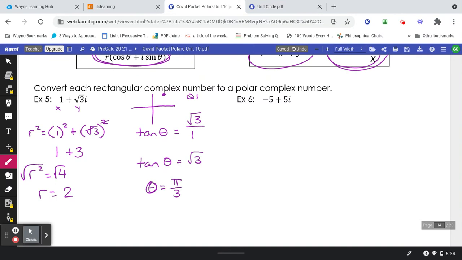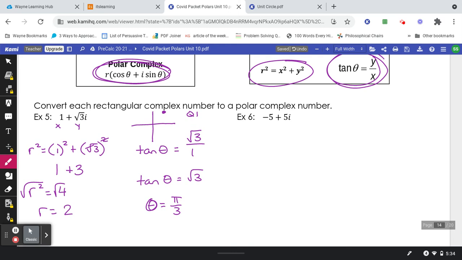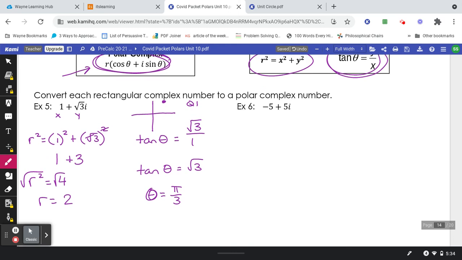Now that we found r and theta, we're going to write our answer into this equation right there. So put the r in, 2, then a parenthesis, cosine of the theta, pi over 3, plus I sine pi over 3. It'll look just like that.